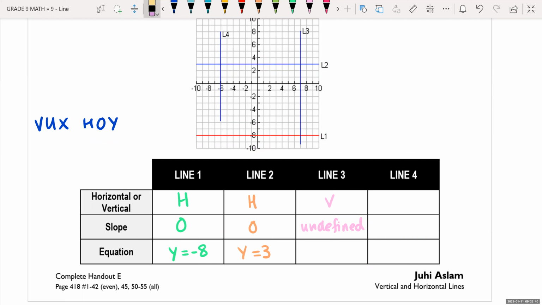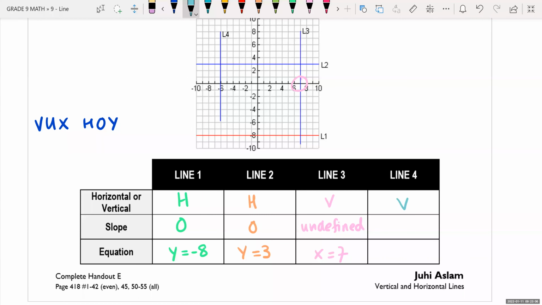So vertical line, undefined. We're talking about line number 3 over here. It's going through the x-axis at the number 7. So this is going to be x is equal to 7. Yes, my apologies for misleading you guys. And now let's do the last one. Line 4 is a vertical line. Okay, let's just get that a little bit thicker.